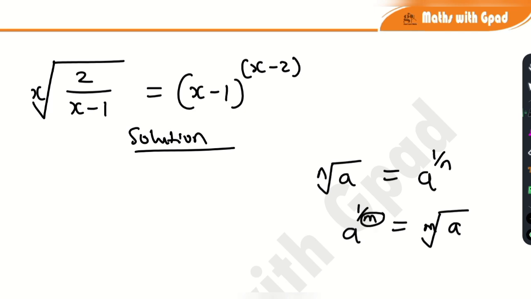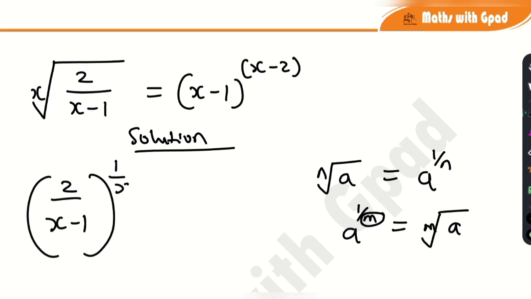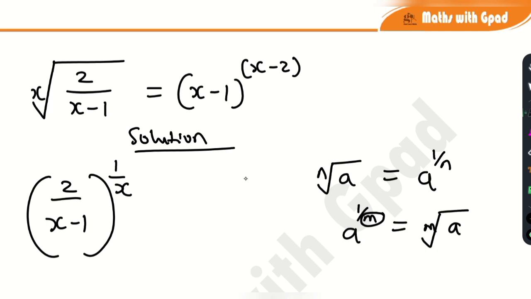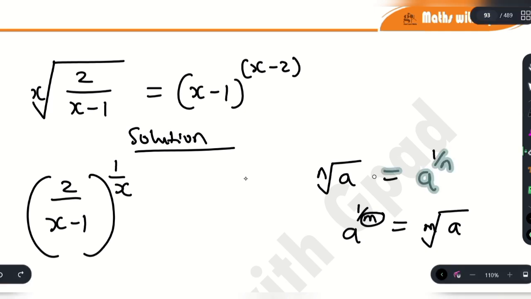Why am I saying all of this? Because coming here now, I can rewrite this. If I don't want to use this radical to express this root, I can write it like this: 2 over x minus 1, all raised to the power of what? 1 over x. This denominator is the what? X root, as you can see right here. So good. Let's keep on going.